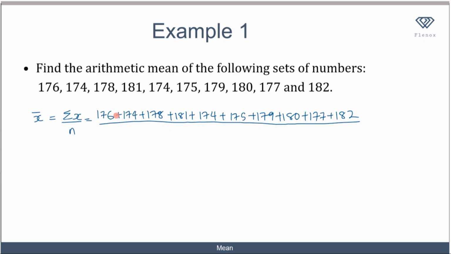And when we count that, we have 1, 2, 3, 4, 5, 6, 7, 8, 9, 10. We have 10 numbers. So the mean will be equal to, when you sum this up together, you get 1776, and you divide by 10. So the mean is what? 177.6.